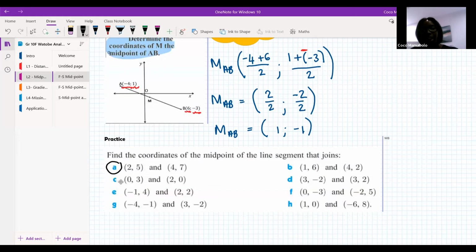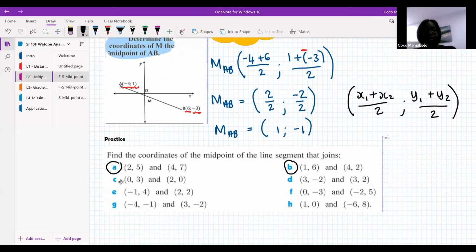Okay, we're going to try A and B, okay? And we're going to use the midpoint formula, guys. Remember, for the midpoint, we're going to take our first x value and our second x value, and we're going to divide them by 2. And we'll take our first y value plus our second y value, divide that by 2. Okay. All of that together.